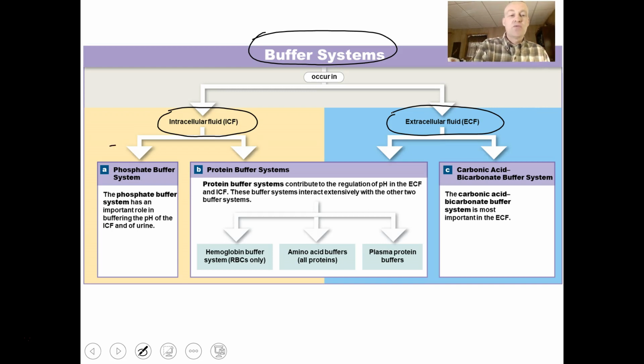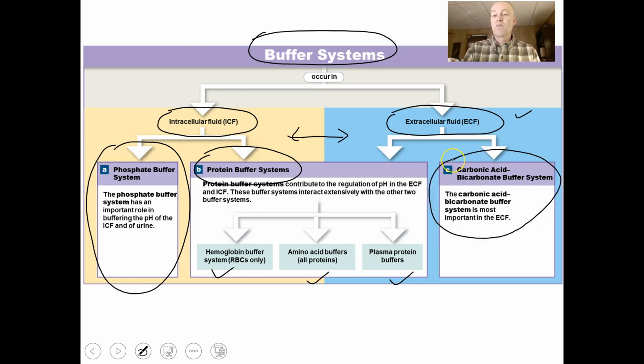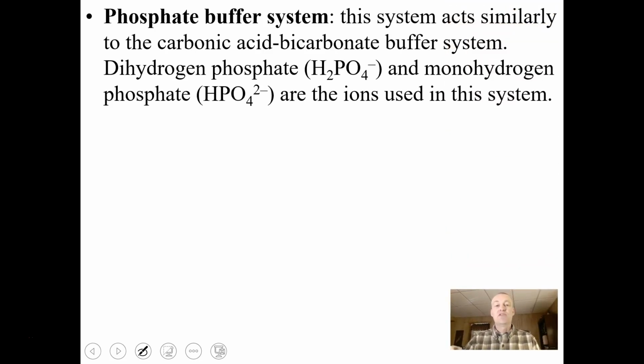One of the systems that works most in the intracellular fluid will be the phosphate buffering system, and we'll talk about that one first. Working both in the intracellular and extracellular fluid, we have protein buffering systems. We're going to look at hemoglobin, amino acids, and just plasma proteins in the plasma of your blood to help regulate pH. And then working mainly in the extracellular fluid, but sometimes in intracellular fluid, is the carbonic acid bicarbonate buffering system. So let's start with the phosphate buffering system first.